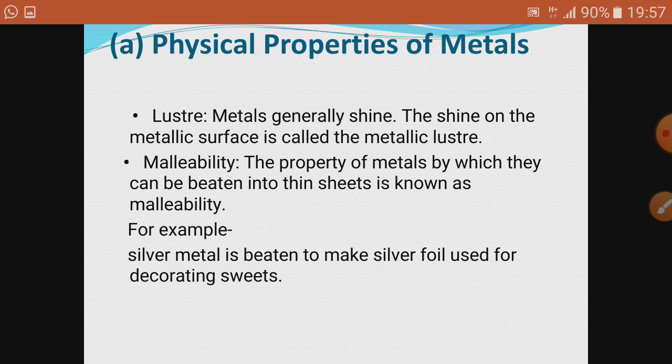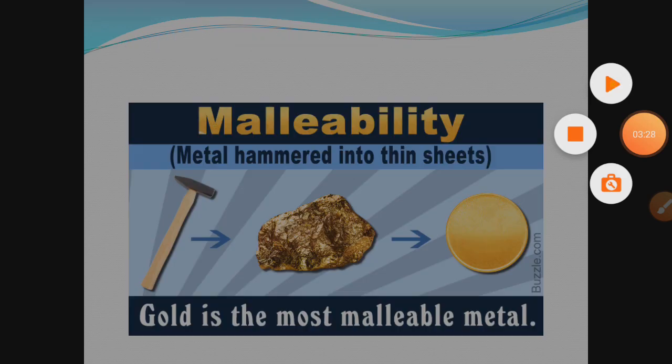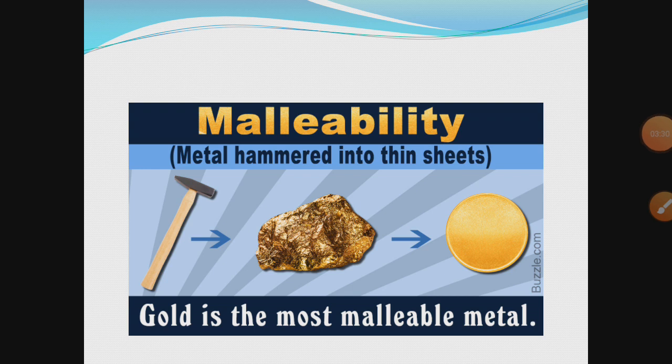Because when we beat them, they can be converted into thin sheets, and this property of metals is known as malleability. So we say metals are malleable. Malleable means they can be beaten into thin sheets. Now in this slide you can see how with the help of a hammer, gold can be beaten into a thin sheet, and gold is the most malleable metal.